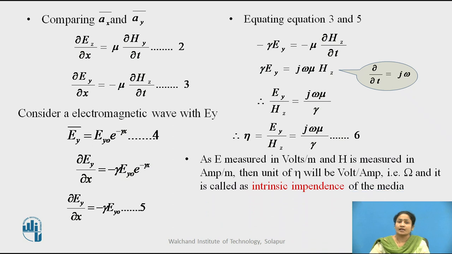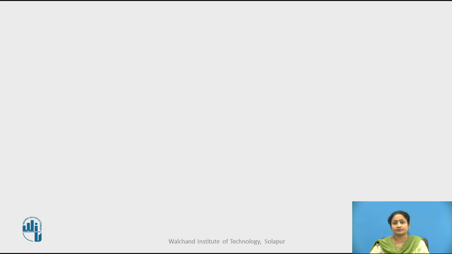Now, as E is measured in volts per meter and magnetic field is measured in amperes per meter, the unit for the intrinsic impedance will be volts per ampere, that is ohms, and it is called the intrinsic impedance of the media. Now the media can be free space or conducting. Now let us see what will be the values of the intrinsic impedance if the media are different.